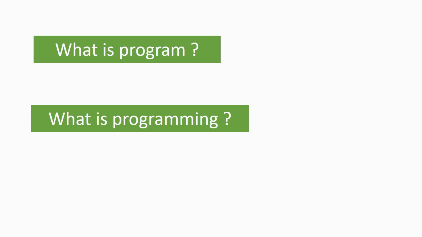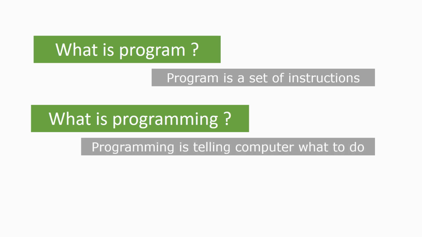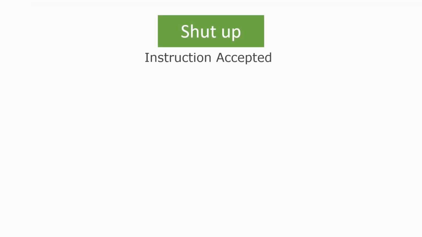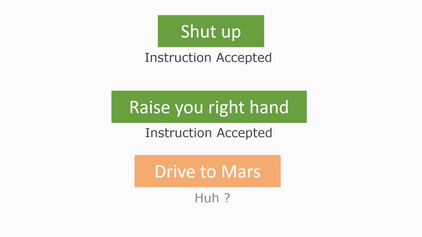What is a program? A program is a set of instructions. So programming is basically telling a computer what to do. But you can communicate only by instructions that the computer can perform. It's the same way as with humans. If someone tells you to shut up, you know what to do. Or if someone tells you to raise your right hand, you can do that. But if someone tells you to drive a car to Mars, you cannot perform that instruction.